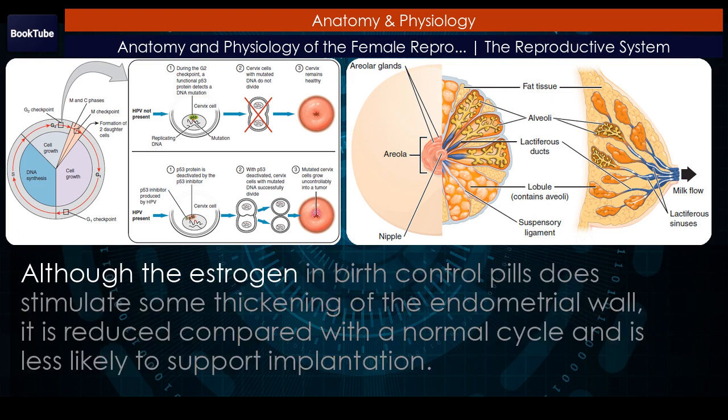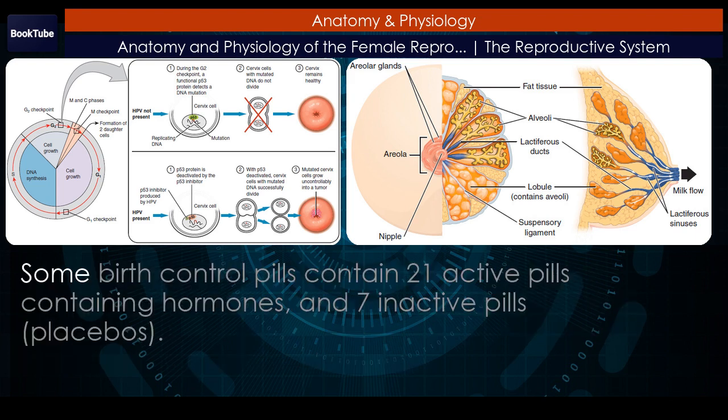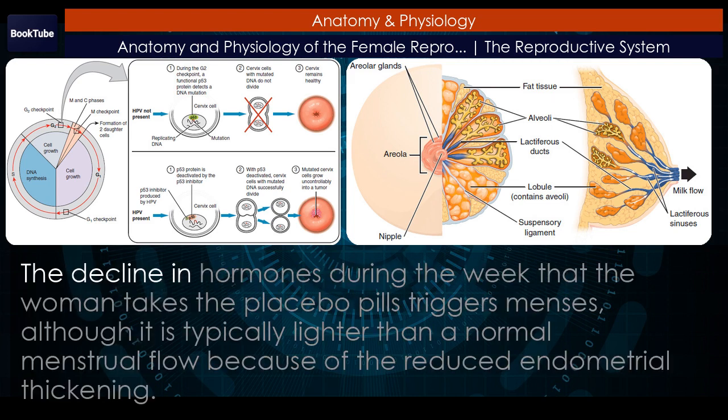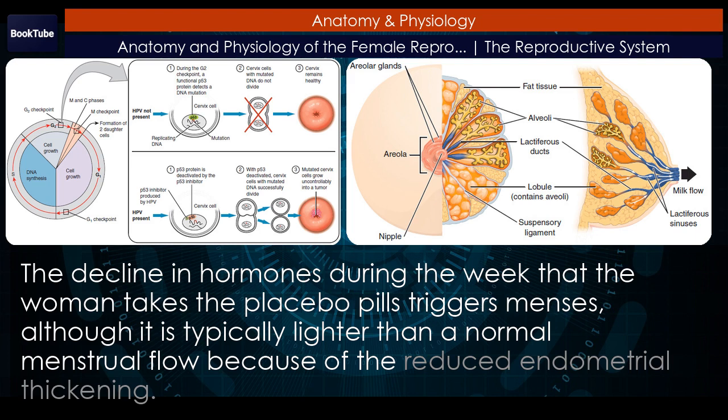Although the estrogen in birth control pills does stimulate some thickening of the endometrial wall, it is reduced compared with a normal cycle and is less likely to support implantation. Some birth control pills contain 21 active pills containing hormones, and 7 inactive pills, placebos. The decline in hormones during the week that the woman takes the placebo pills triggers menses, although it is typically lighter than a normal menstrual flow because of the reduced endometrial thickening.